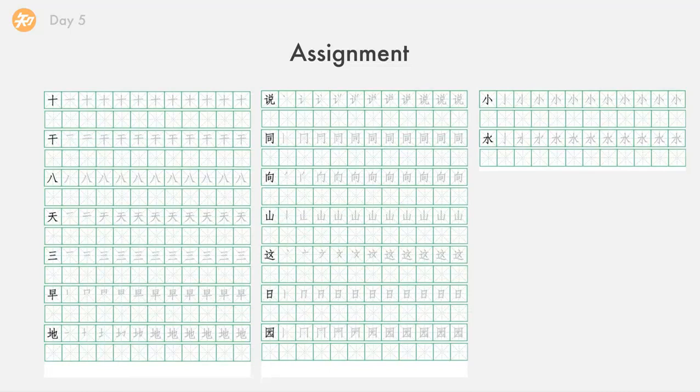Okay, these are the rules we should keep in mind, and we have the homework for you. You should imitate the characters and orders I gave you, and write at least 2 times of these characters. After you finish the homework, send me the pictures.